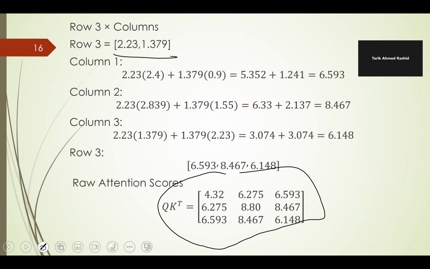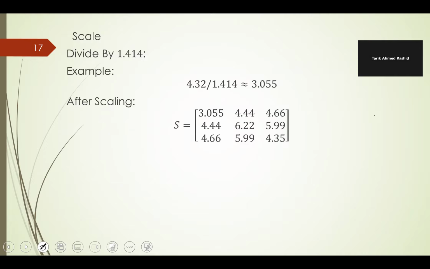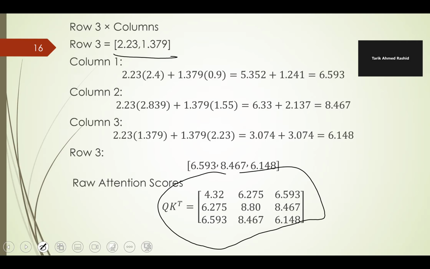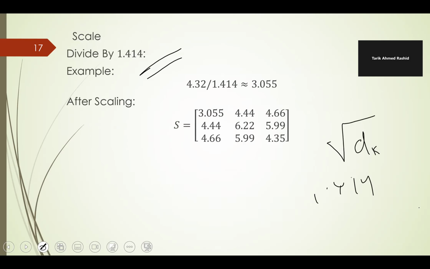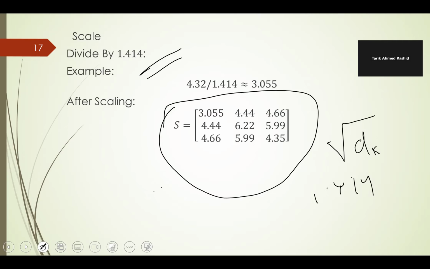Next, we need to get the square root of dk, which is 1.414. That's what we got. And then we divide each cell by 1.414. So that's what we did, and here is the result. That's the scaling result.